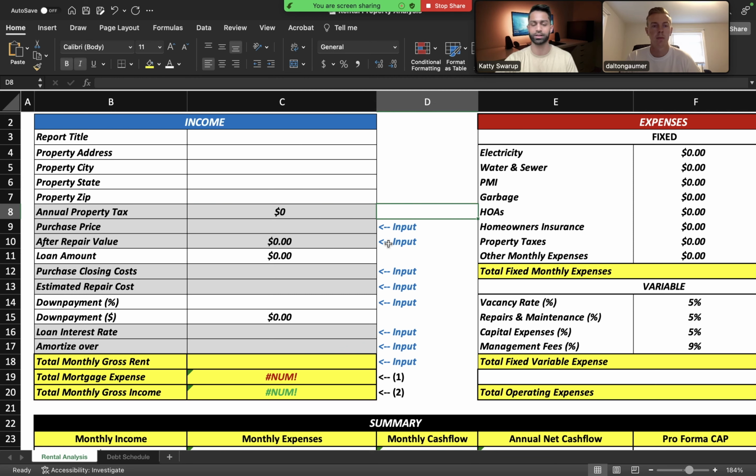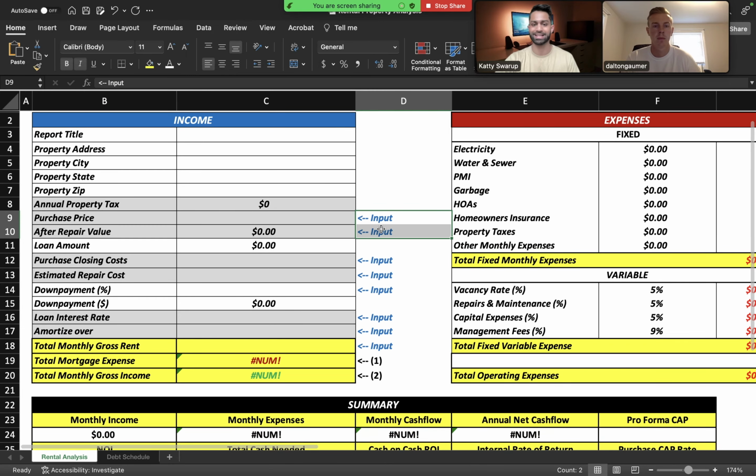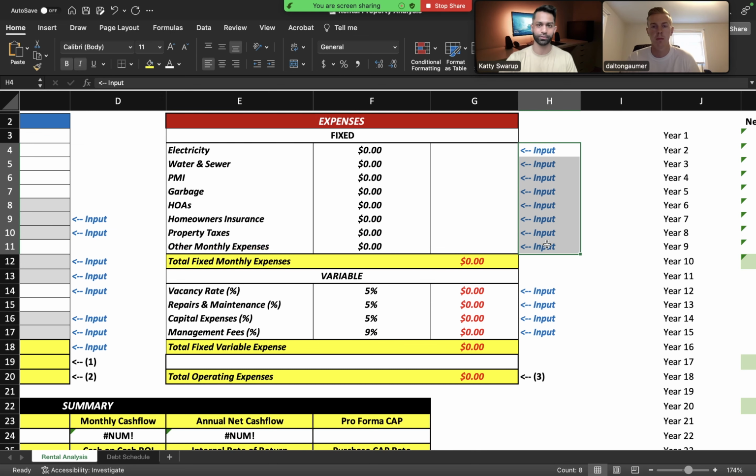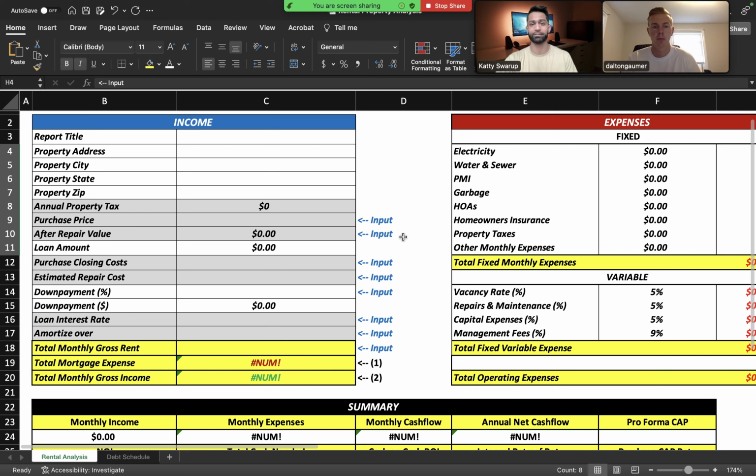By the way, just a quick overview. Everything that you see that has input next to it, like for example, on this side, you've got a lot of inputs. These are things that you are putting into the spreadsheet, and everything that doesn't have that, you're getting an output from the spreadsheet. So there's a lot of formulas already plugged in. Once you've put in your inputs, you're going to get a lot of outputs for yourself.